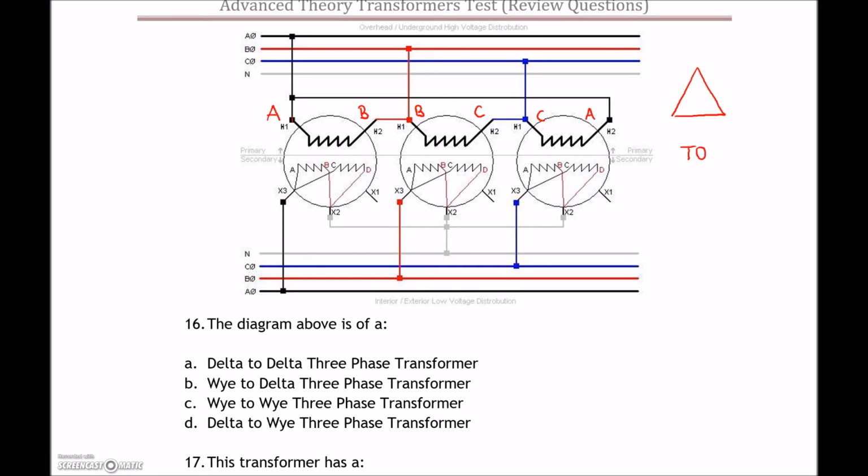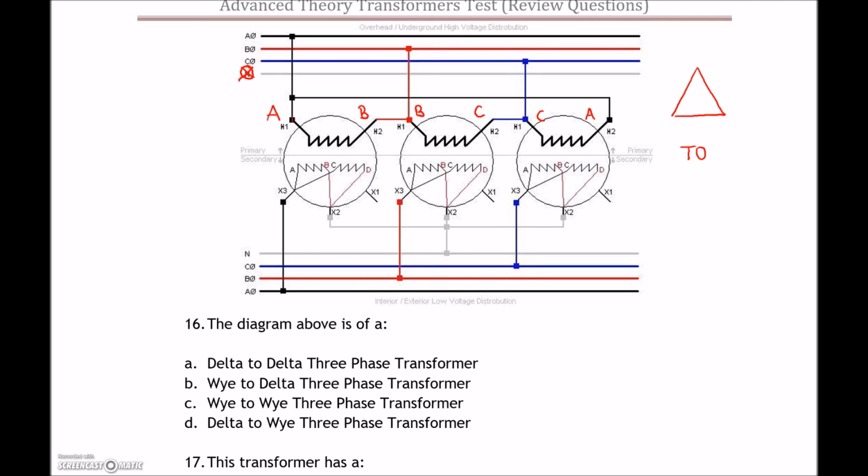And if we look at our secondary here, let's see. And that's a little bit misleading, right? Because for one thing, there's a neutral here, but it's not being used whatsoever. So be careful. There's all kinds of tricks here trying to mess you up. On the secondary here, we have line 1, line 2, line 3, and we do have a neutral. And there is a conductor tied into the neutral right here.